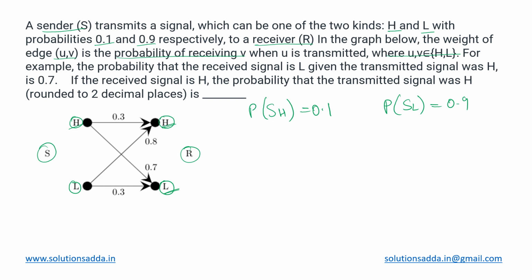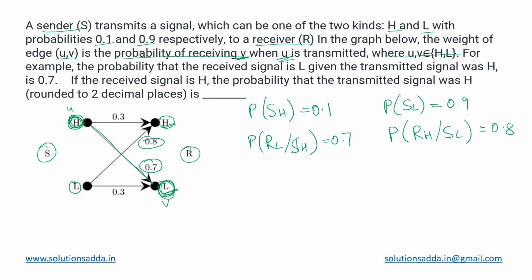So now if we consider this particular edge, this is edge u, v, and the edge u, v represents the probability of receiving v when u is transmitted, which means the probability of receiving L when H was transmitted. This is what that edge is representing, and the probability is given as the weight of that edge, which is 0.7. Similarly, for the other edges, this one is the probability of receiving H when L was sent. It's 0.8. For this one, the probability of receiving H given that H was also sent is 0.3.